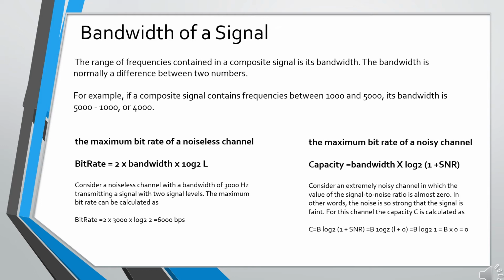We can show the maximum bitrate of a noiseless channel from the formula bitrate equals 2 into bandwidth into log 2 L, and the maximum bitrate of a noisy channel is equal to bandwidth into log 2 of 1 plus SNR. SNR means the noise level of the signal.